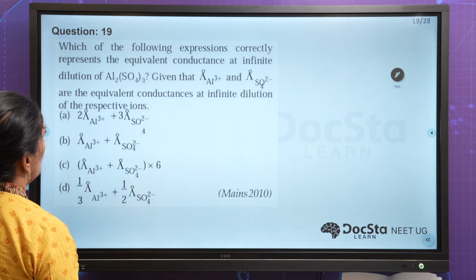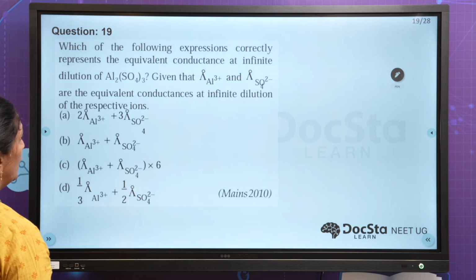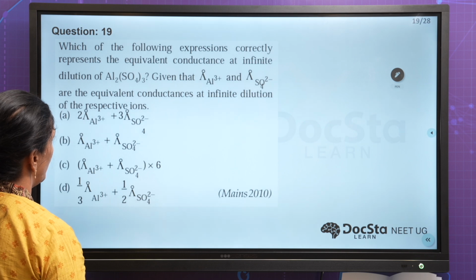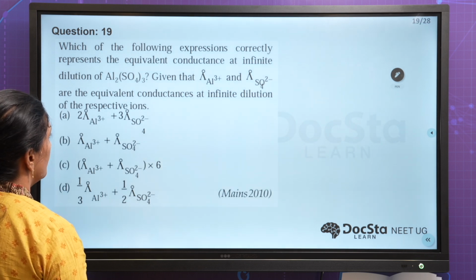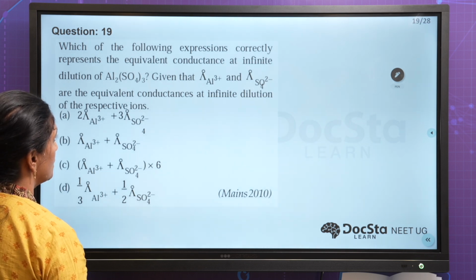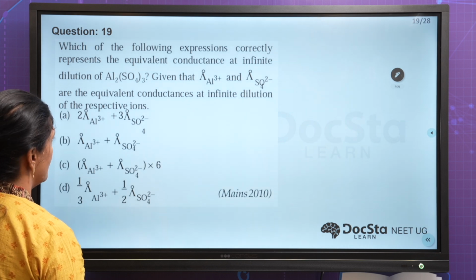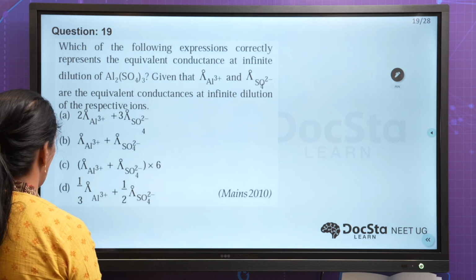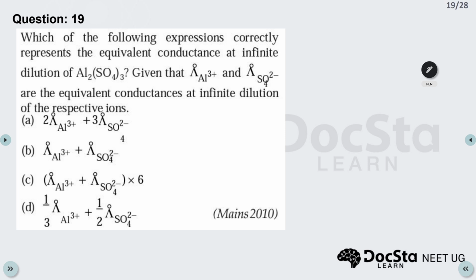Now you see, which of the following expressions correctly represents the equivalent conductance at infinite dilution for Al2(SO4)3? Given that lambda 0 Al3 plus and lambda 0 SO4 2 minus are the equivalent conductances at infinite dilution of the respective ions. This is based on Kohlrausch's law. So first we have to write down how this dissociates, that is, we should write the dissociation pattern of Al2(SO4)3. That is, Al2(SO4)3 dissociates to give 2Al3 plus plus 3SO4 2 minus.